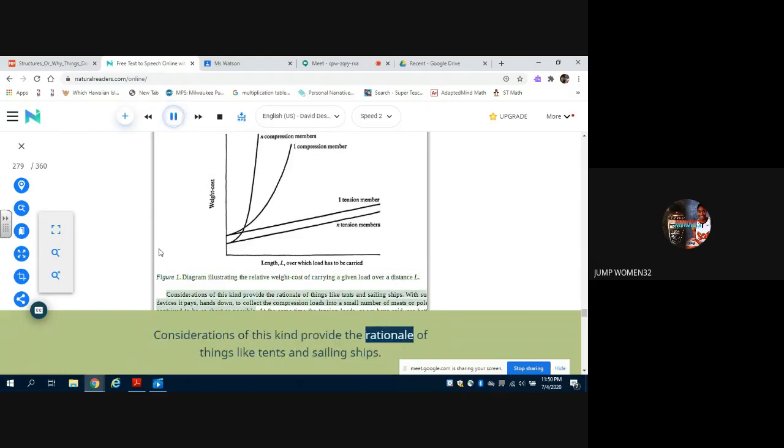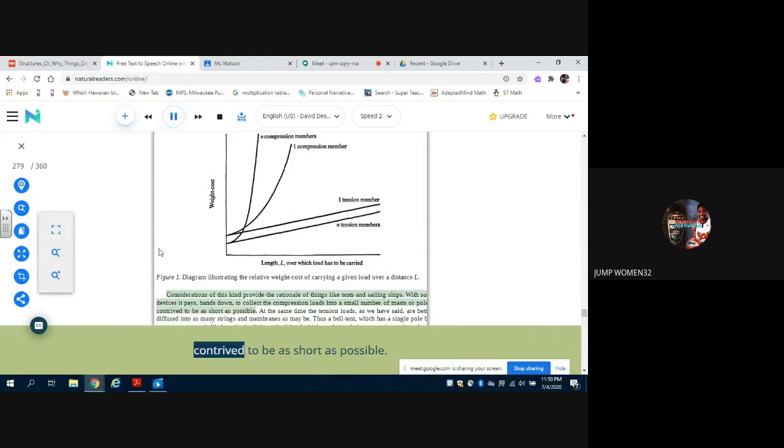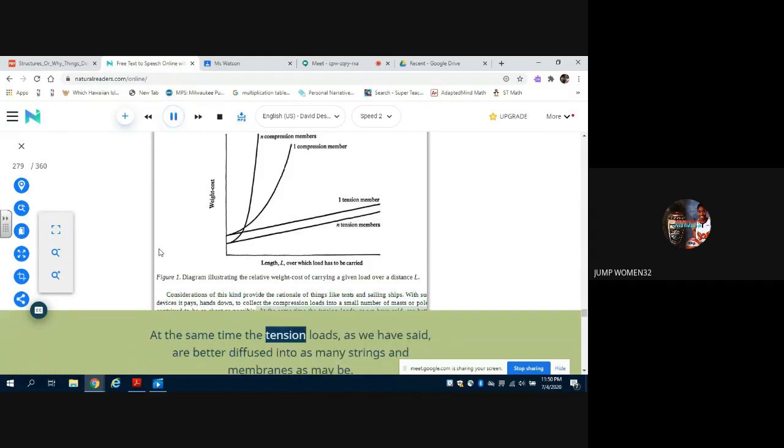Considerations of this kind provide the rationale of things like tents and sailing ships. With such devices it pays, hands down, to collect the compression loads into a small number of masts or poles, contrived to be as short as possible. At the same time the tension loads, as we have said, are better diffused into as many strings and membranes as may be. Thus a bell tent, which has a single pole but many guy ropes, is likely to be the lightest building which can be made in proportion to its volume.